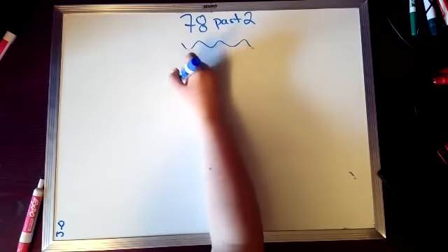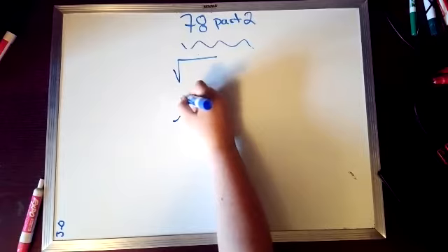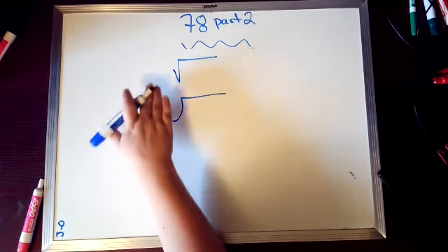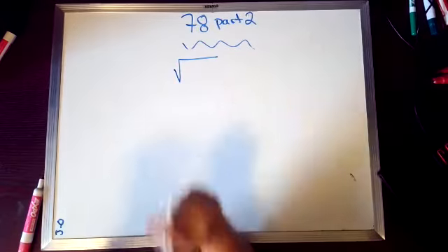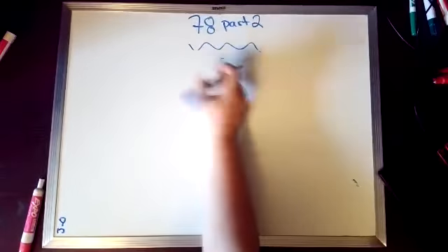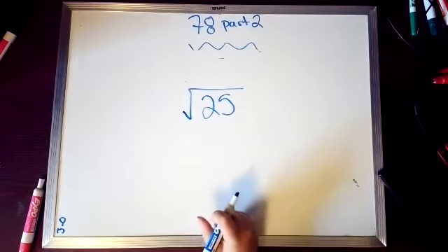So the square root symbol kind of looks like a division symbol. It looks like that. Where division looks like this, the square root looks like this. Okay, so make sure you don't get those two mixed up. When you're looking at the square root symbol, it'll look like this. So we'll have the square root of 25. Okay, and that's what it's asking you.